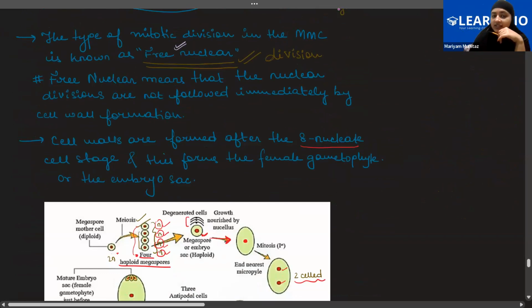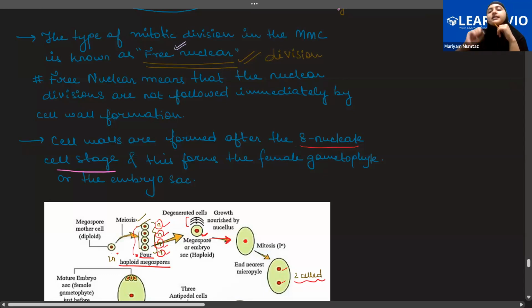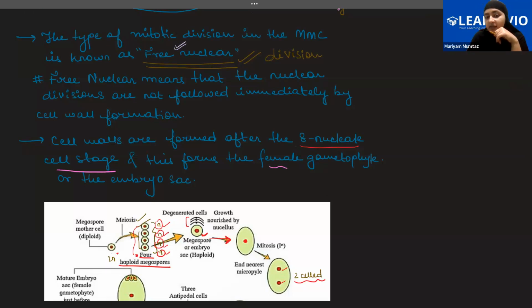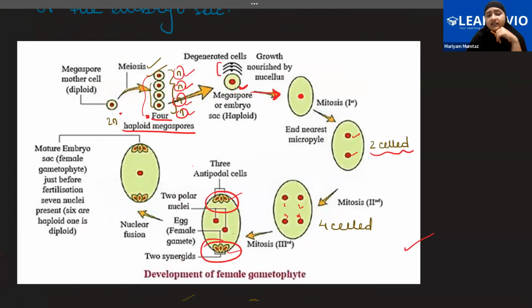Now, the cell walls are formed after the 8 nucleate stage, meaning when the 8 nuclei have been formed, then the cell walls start forming. And this forms the female gametophyte or the embryo sac. Now, let us see how that happens. This is the whole diagram to explain every single thing about it.